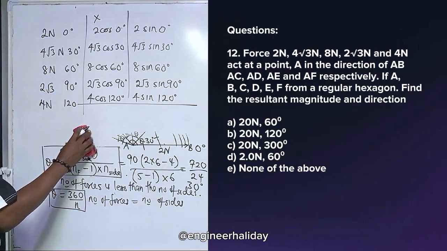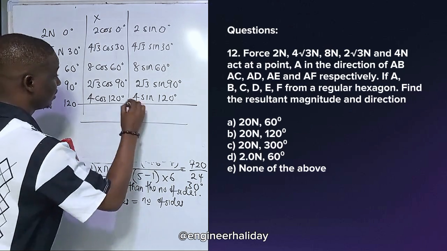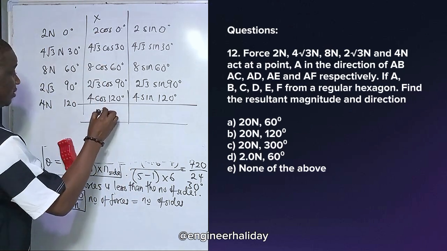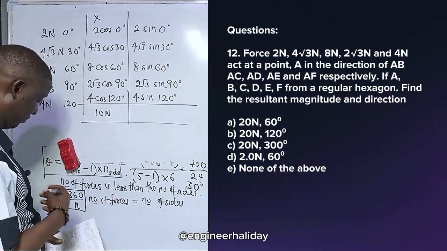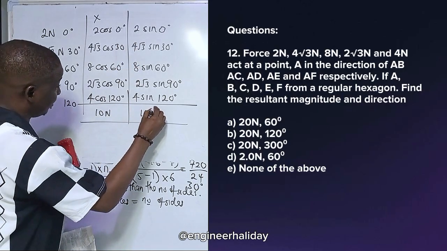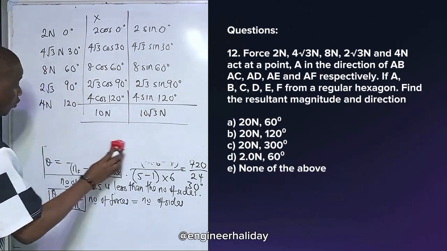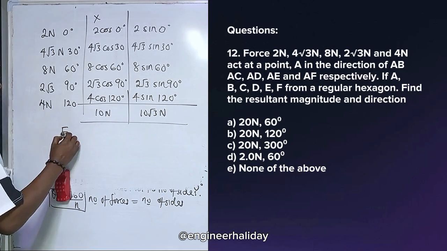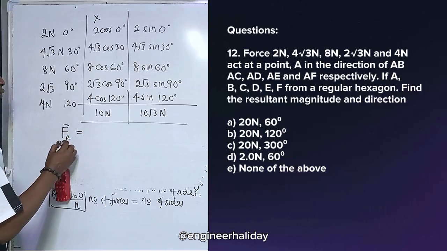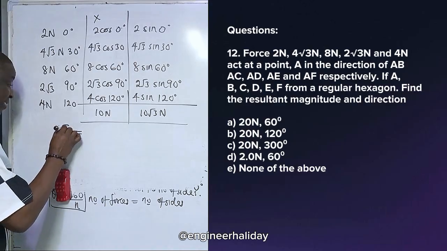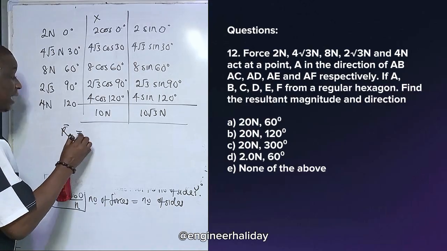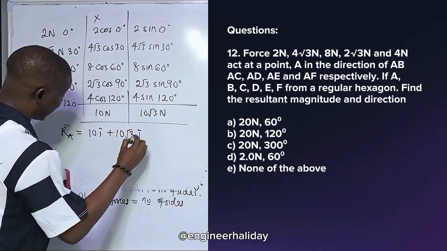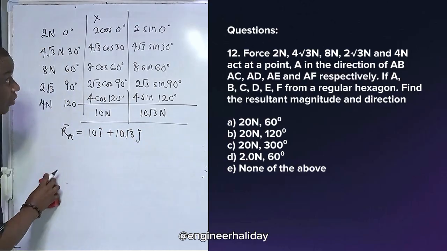So we sum them together. What do we have? The total is 10 Newton in the x direction, and 10 root 3 Newton in the y direction. After getting that, we write the total force, or the resultant force, acting at point A, which is 10i plus 10 root 3 j. That is the resultant force. Please take note of that.